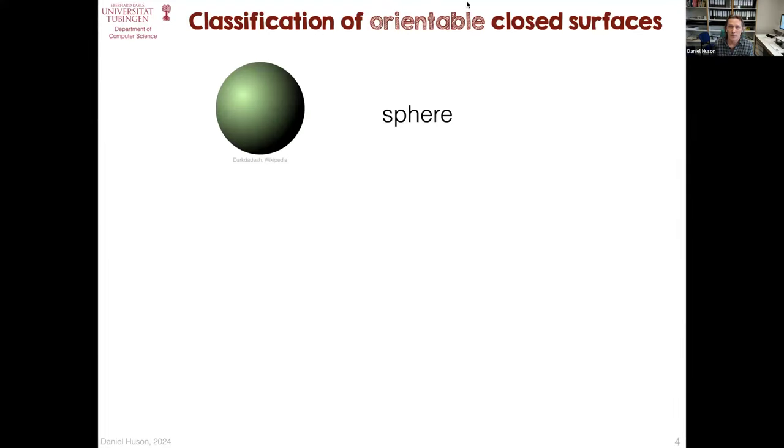I'm going to start with an old result from topology. It has to do with the classification of closed surfaces. If you look at orientable closed surfaces, then the sphere is an example of that, and that's one possible surface. I'm going to introduce a notation that John Conway proposed in this context. The notation for the sphere is one.